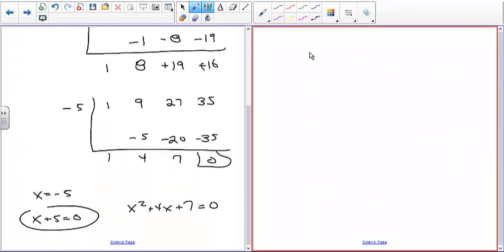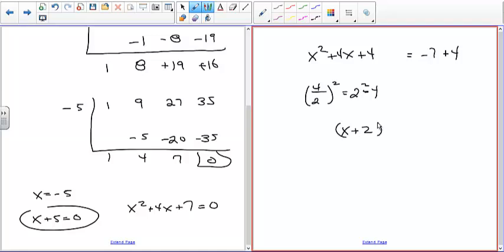So we're going to use completing the square, especially since this is an even number there, so it makes life easy. We're going to move this to the other side, so that's -7. Take 4 divided by 2, we get 2 squared, which is 4. So we add 4 to both sides, and you can see that the right-hand side is still going to be negative, which means I'm going to have imaginary zeros.